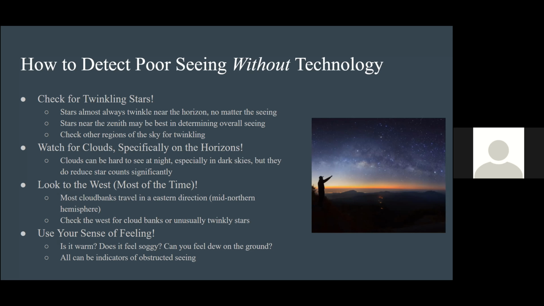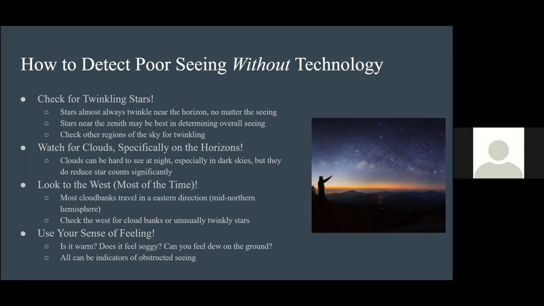Then also look to the west. For the most part, winds, and even the atmospheric winds, travel from west to east, so always look out towards the west. But this is specific to the mid northern hemisphere, of course. And then also check the west for cloud banks or unusually twinkly stars. Of course, most of the time when you're looking out to the west, towards the horizon, the stars are going to be twinkling, but just look for something that's out of place and unusual.